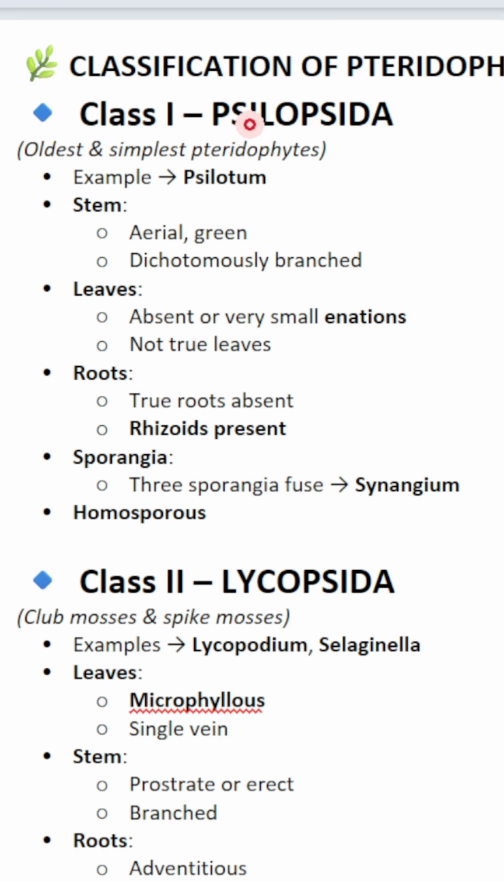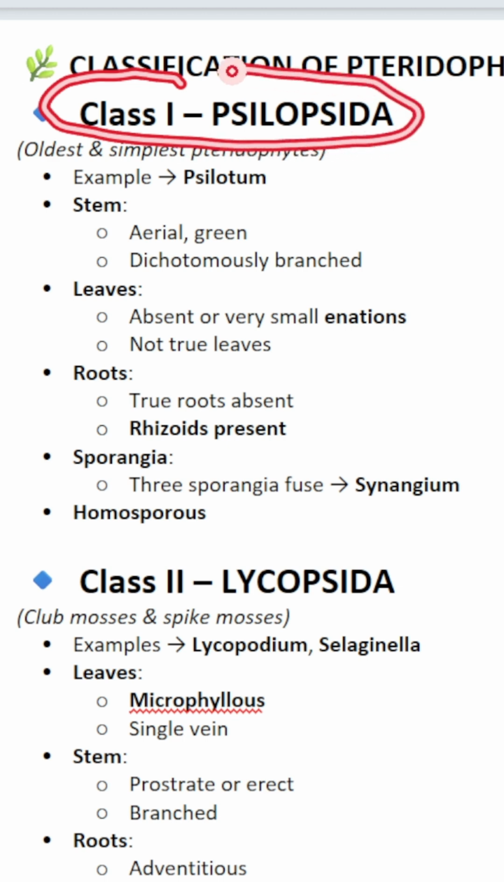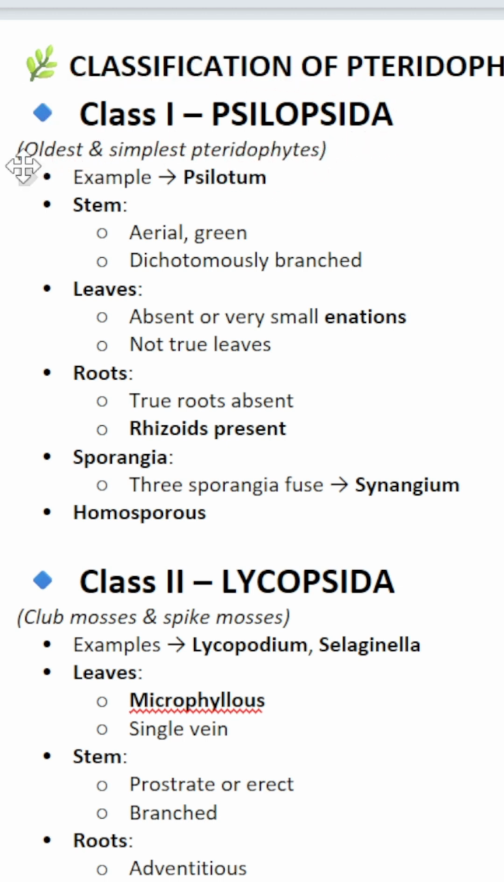Normally there are 4 classes of Pteridophyta, and the first and primitive class is called Psilopsida. This is the oldest and simplest Pteridophyta, and the best example is Psilotum. Here the stems are aerial and green, erect, and dichotomously branched, meaning they are branched from both sides.